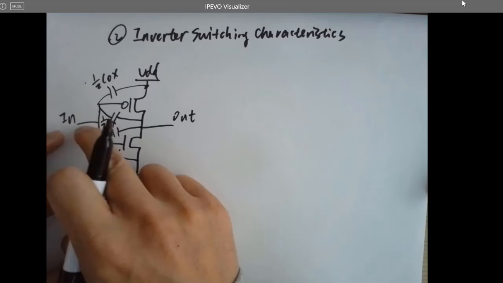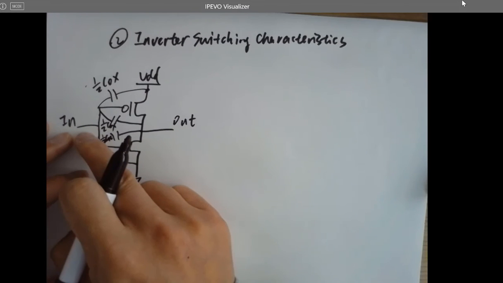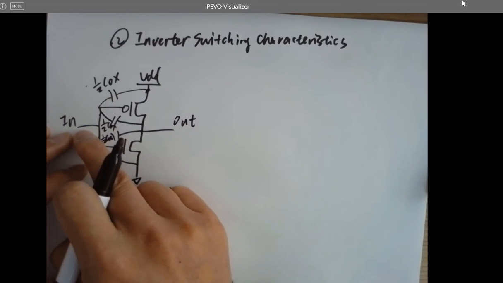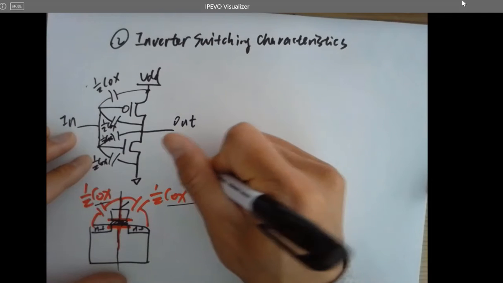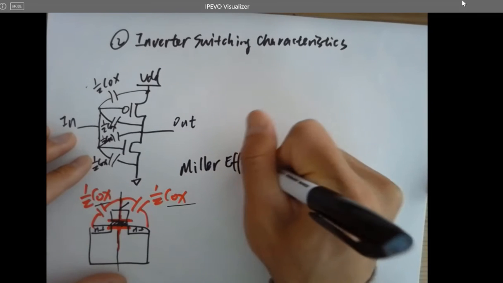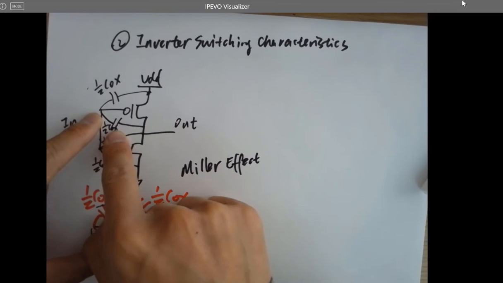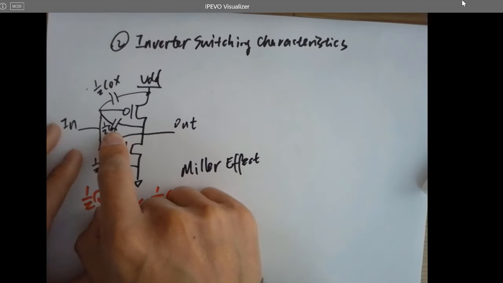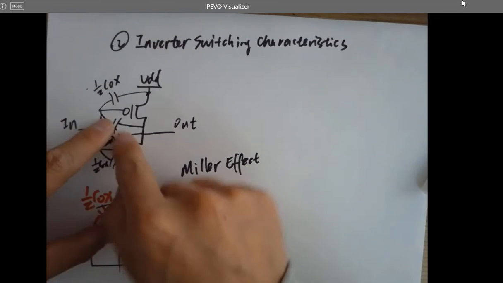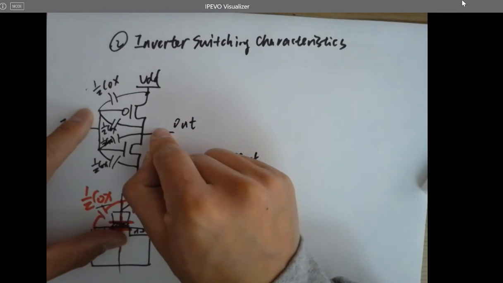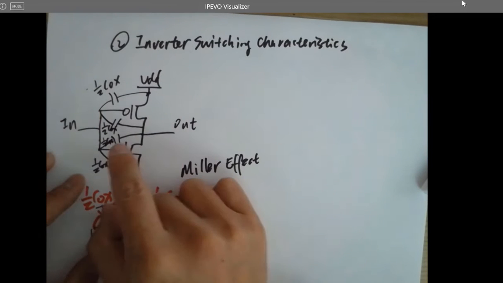However, if I'm switching on or off, because of the Miller effect, the gate-drain capacitance will not be a half COX anymore. It's going to be COX. The discussion on Monday takes about 20 minutes to explain, so if you don't know why, just go back to that video. So you can split this capacitor into two COXs. It's very easy to understand why, just watch the video for a couple of minutes. Okay, so now I just memorize it.